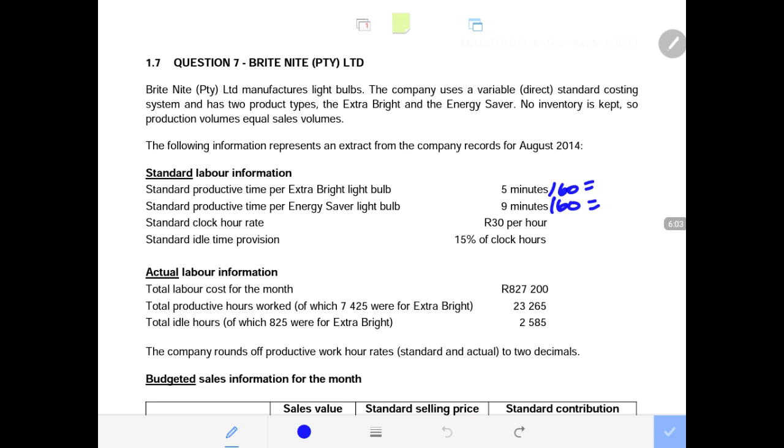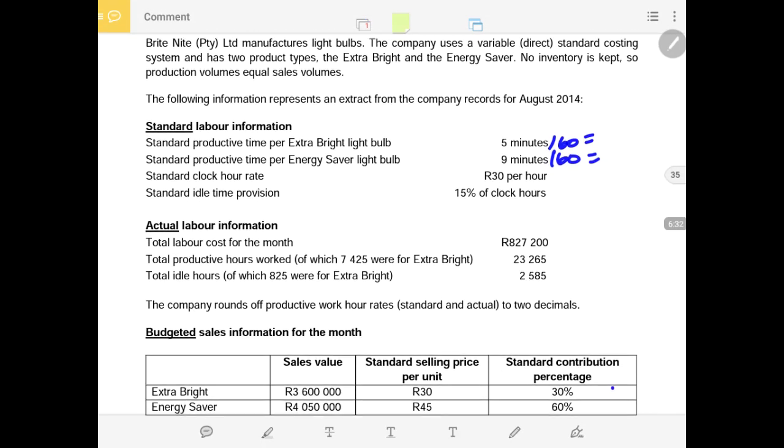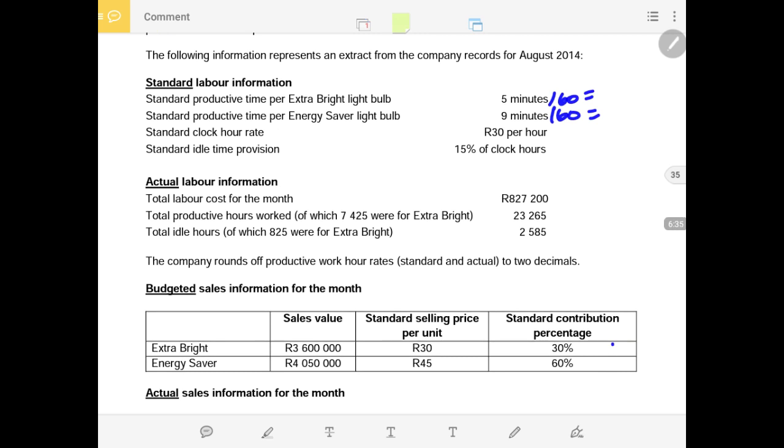Then after, we are given the standard idle time provision, meaning it is expected that 15% of the clock hour, or of the time, will be idling, where employees might be moving up and down between the production department or between the process of production. So 15% is expected to be idle time or unproductive time. Then after, we are given the actual information.